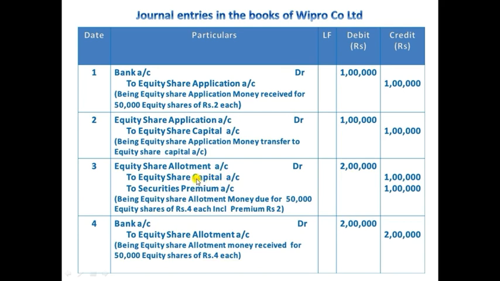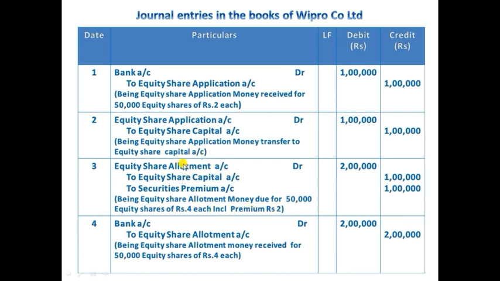So what we should do now, we need to divide this 2 lakh as capital as well as securities premium. Already we saw it in the working note. So to equity share capital account 1 lakh and to securities premium account 1 lakh. So here capital is credited and securities premium is also credited. So when capital is increasing, we need to credit according to the American approach, and when income increases, we need to credit according to the American approach. And we should write the narration being equity share allotment money due for 50,000 equity shares of rupees 4 each including premium 2 each.